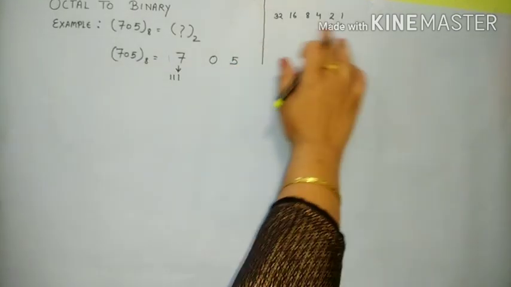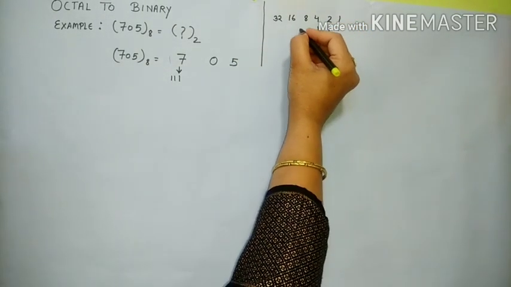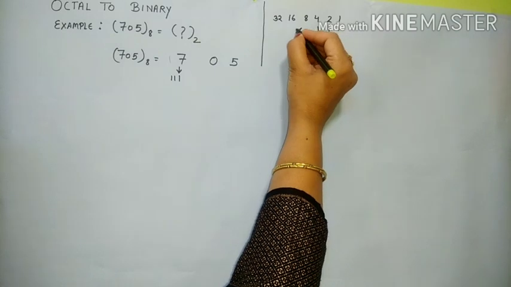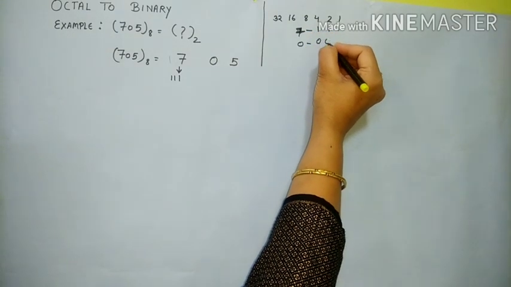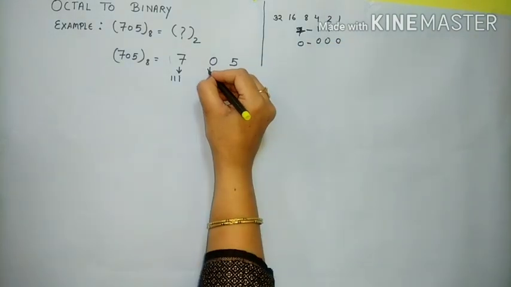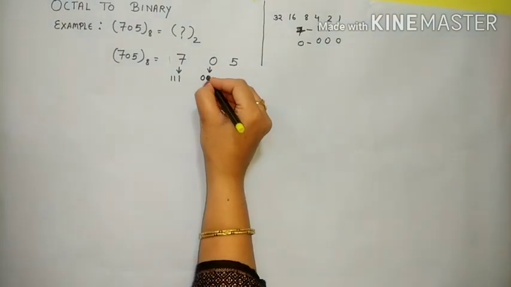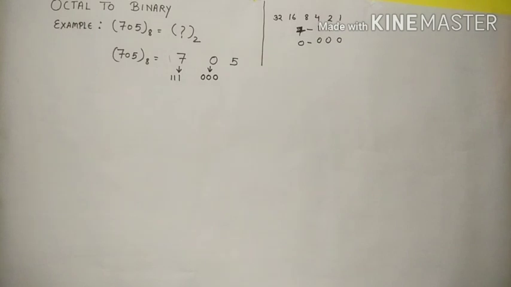Now for 0, we need to make all of them 0. So what will be the equivalent value for 0 in binary? 0. Three 0s are required.